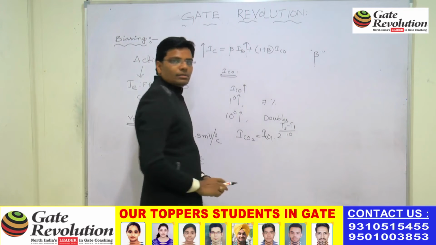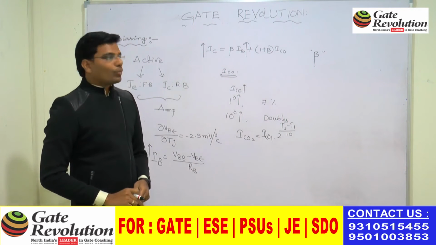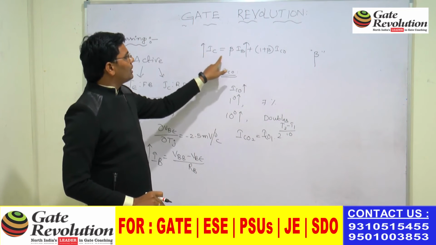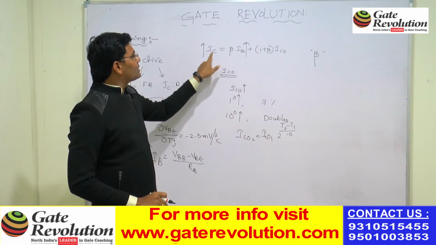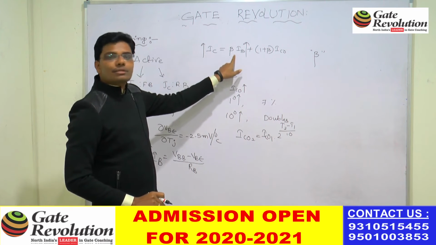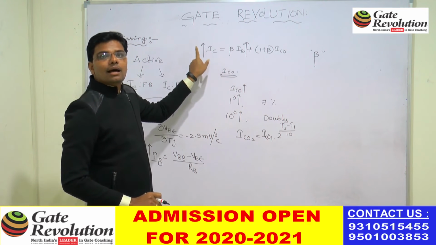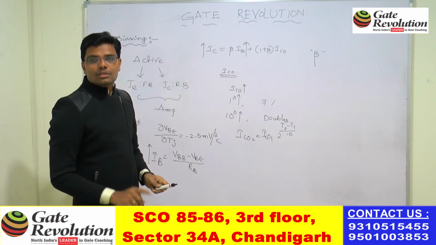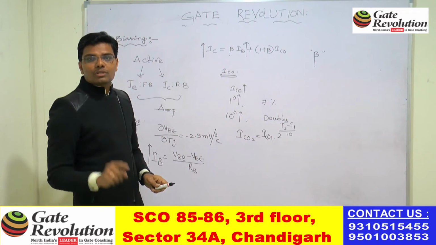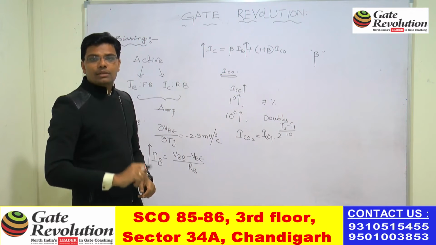How does it affect the IC and VCE values? If you observe this equation, as beta is changing, IC changes. If beta is increasing, IC increases. As beta is decreasing, IC decreases. As IC is changing, VCE changes. As VCE and IC change, the operating point shifts, output distorts, and stability decreases.